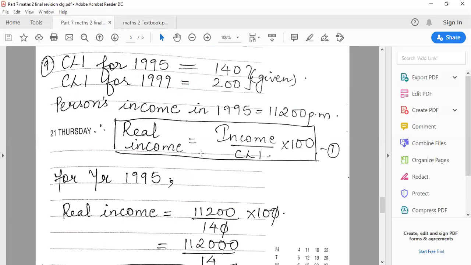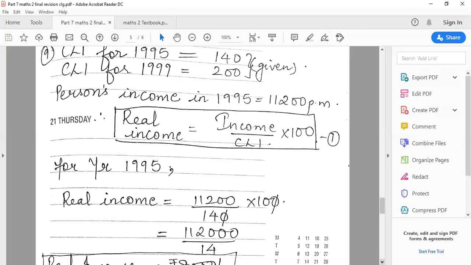So the sum is very easy. It is dependent on another formula. So we'll come to that. Pay attention. The CLI for 1995 is 140 and for 1999 is 200. This was given in the question. Also, the person's income in the year 1995, which was our base year, is 11,200 per month. The formula goes like this: real income is equal to income upon CLI into 100. That was your point number 1.